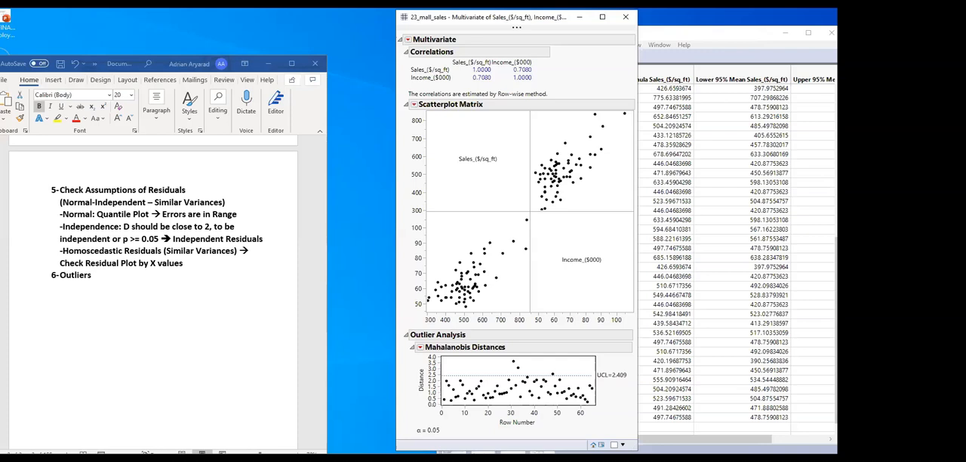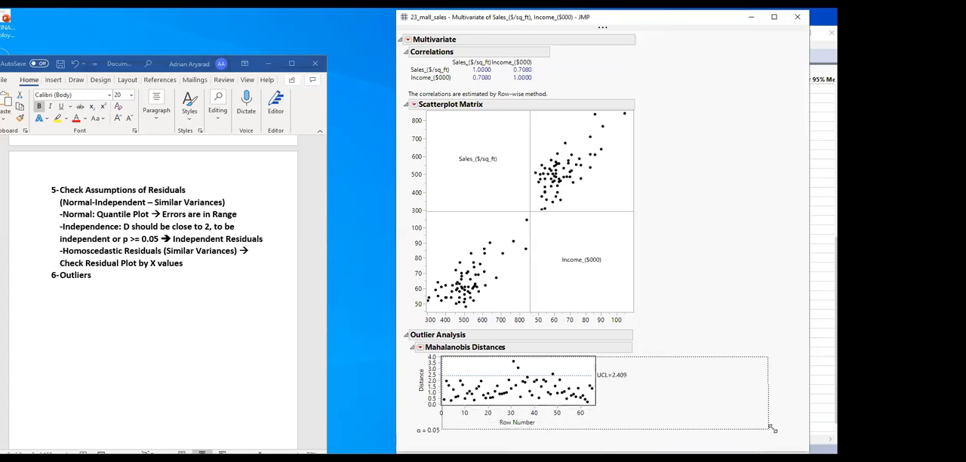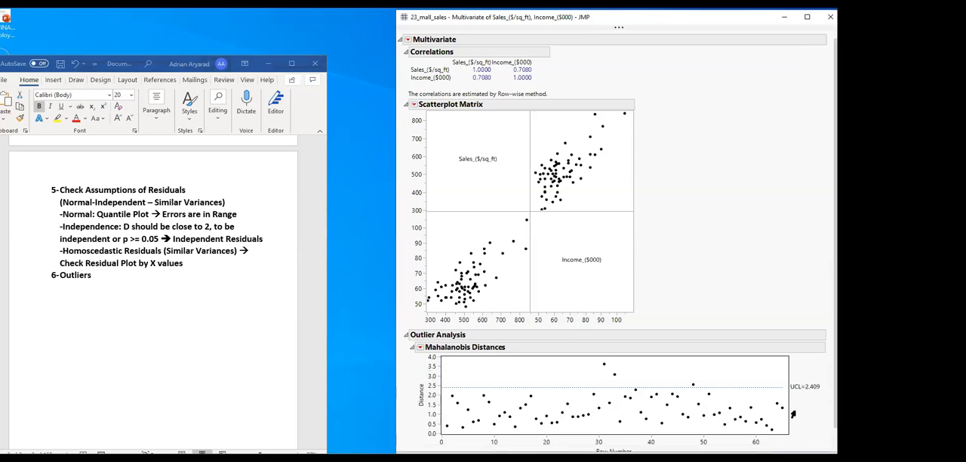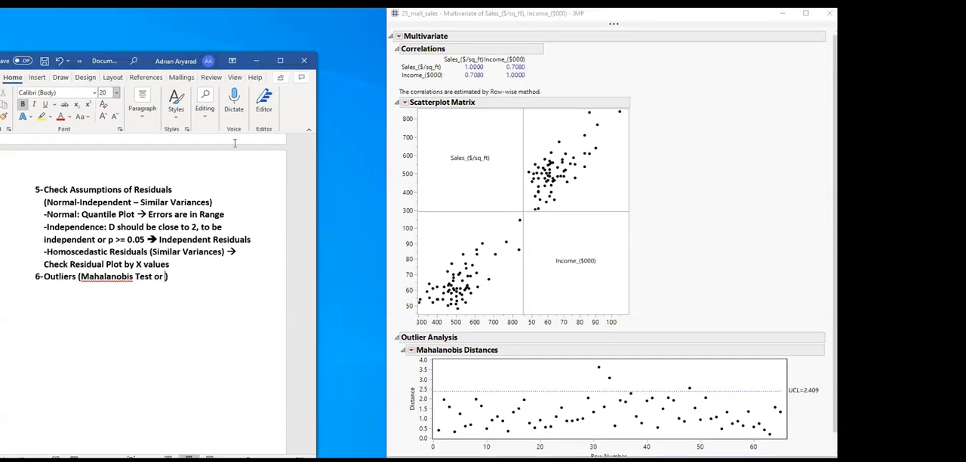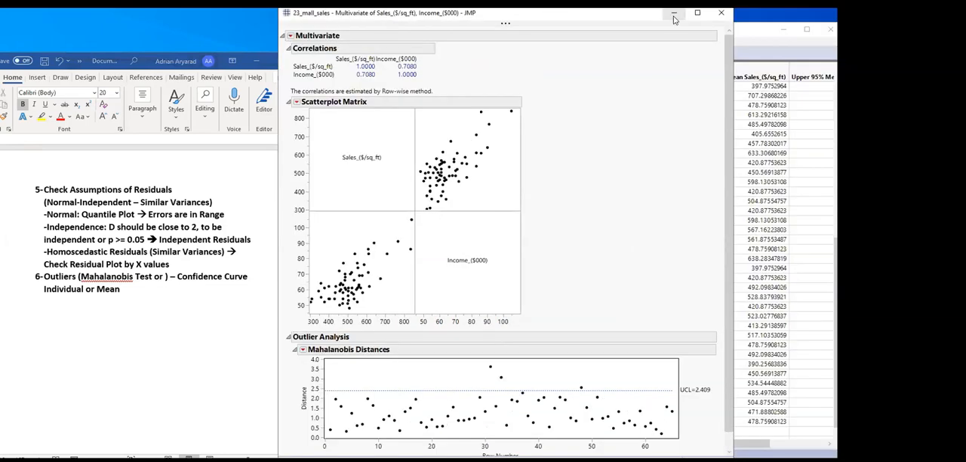Okay, so that is your Mahal distance. You can see that's your upper control limit, 2.4. Any value higher than that line can be considered as an outlier. So I add here, we can use the Mahalanobis test, or you can also use the confidence curve, individual, or it may depend on the question. Okay. All right, so let's close this one.